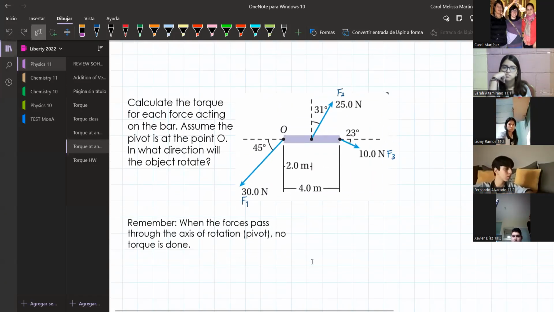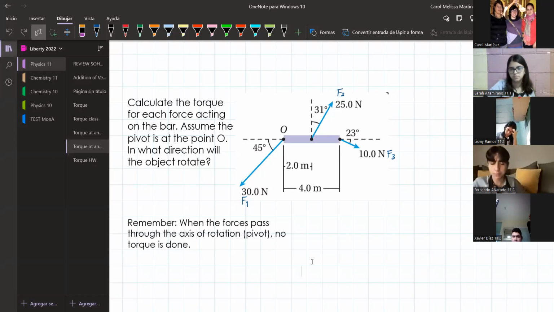Now let's work with an example. The example that I did in class, as you saw, was only one angle, but this time I have three angles. So to start with the problem, we first need to read the word problem: calculate the torque for each force acting on the bar. Assume the pivot is located at the point O. In what direction will the object rotate?